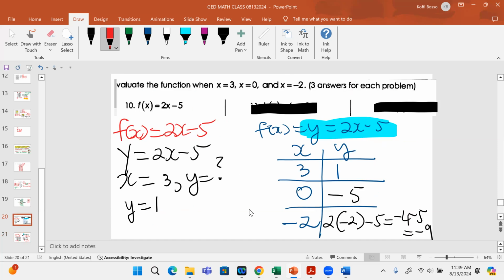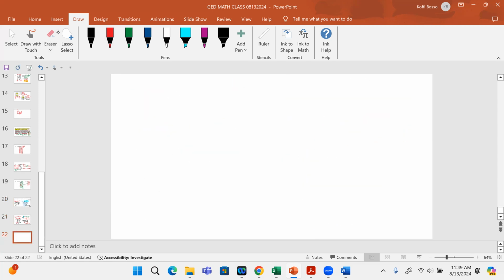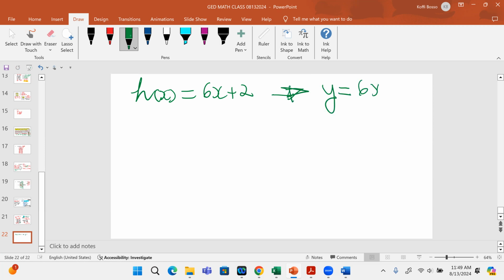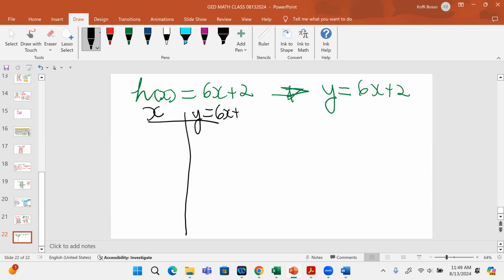Let me give you another one. Let's take 6x plus 2. They say h of x equals 6x plus 2, and they say that this is the same as y equals 6x plus 2. For that, I give you the table: x, and y equals 6x plus 2. The question is, complete the table.